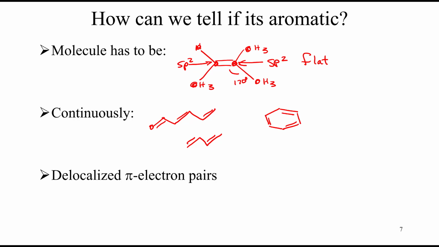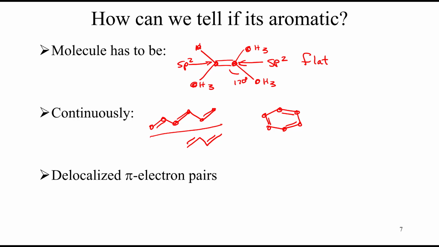Every atom, just like here, each of the atoms that I'm putting this little dot on, these are all sp2 hybridized. Every atom in this part of the structure is sp2 hybridized. Benzene is continuously conjugated. Hexatriene, the molecule that's shown here, is conjugated, but it's not continuously conjugated in the sense that it's not a ring. So the molecule has to be flat. It has to be in the shape of a ring, and every atom within the ring has to be sp2 hybridized.